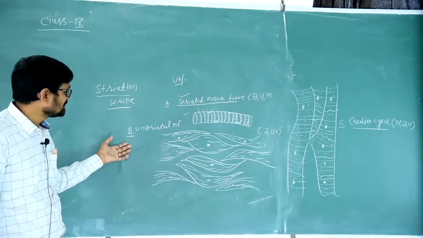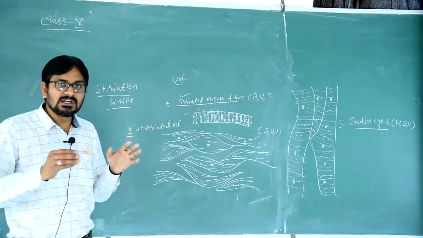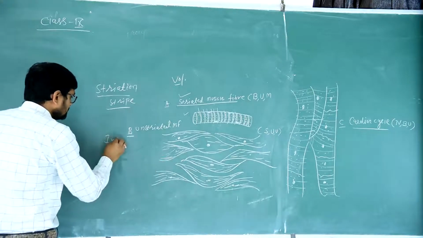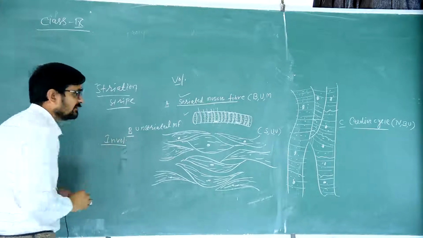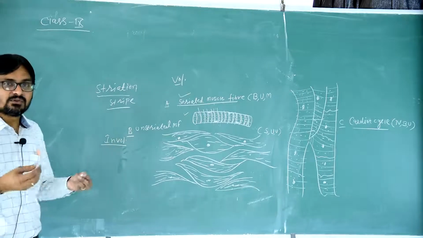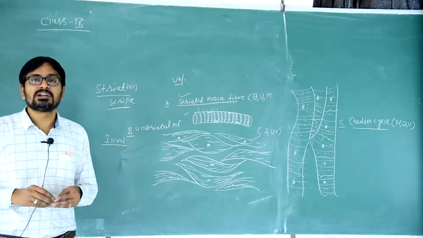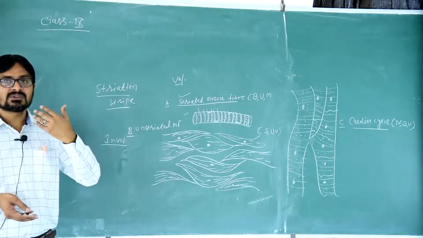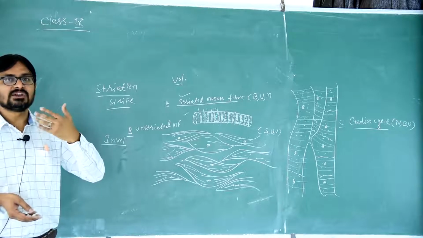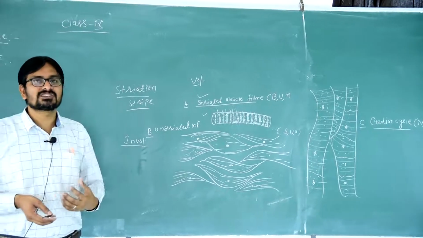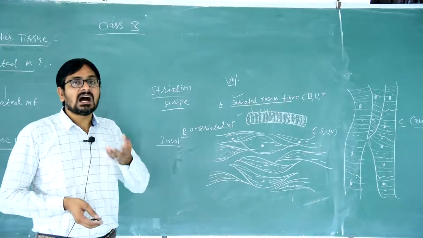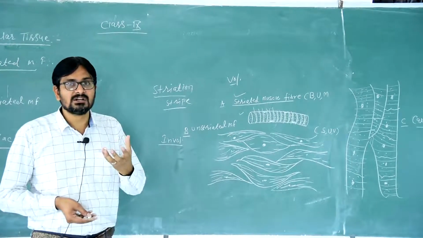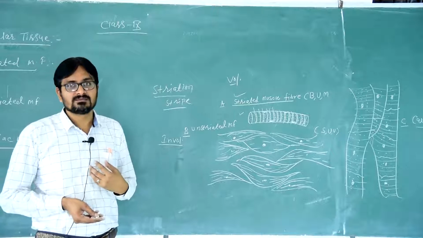But in the case of unstriated muscle fiber, we are unable to control the activity. That's why it is called involuntary muscle fiber. For example, peristalsis, the movement of the food. When we take food in the mouth, it will be swallowed. After swallowing, it will move to the esophagus, then stomach, small intestine and large intestine. After swallowing the food, we are unable to hold it back. We are unable to control the passage of the food.